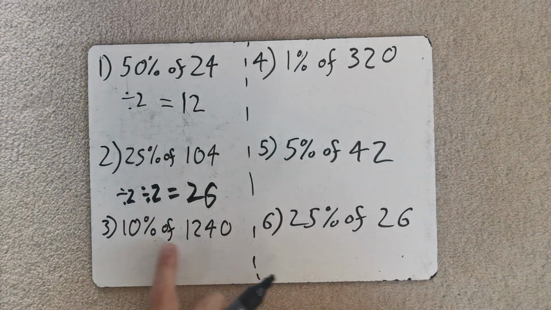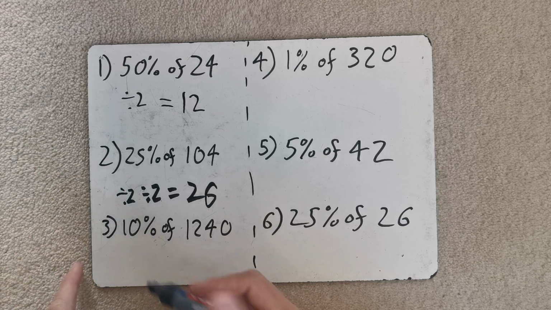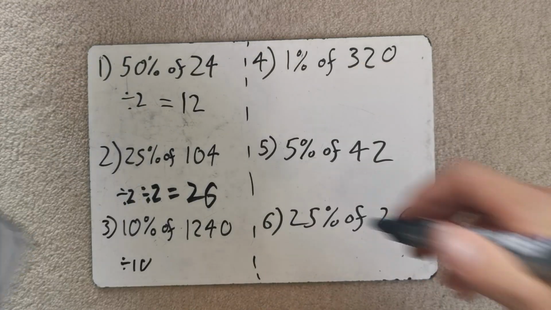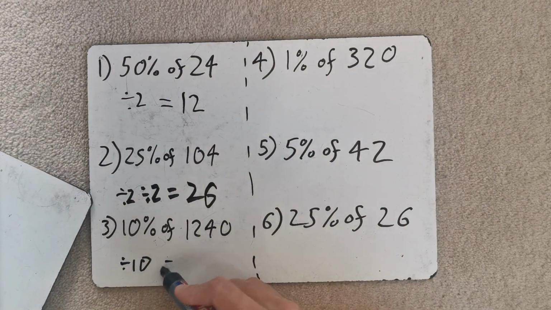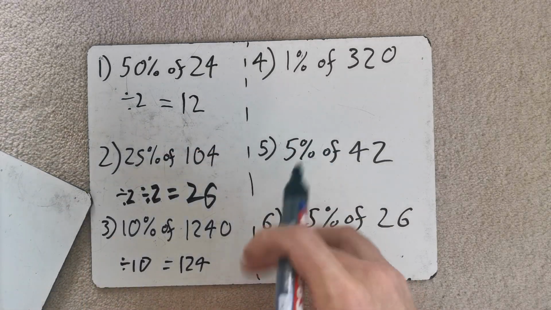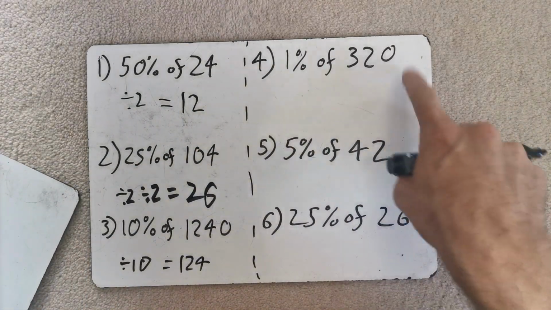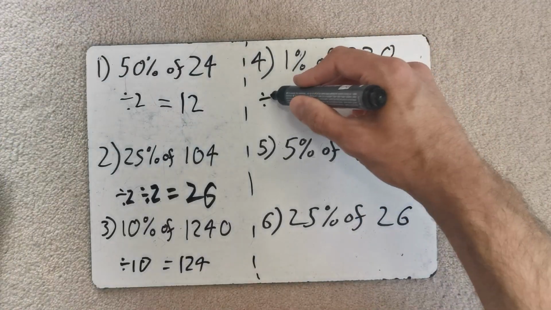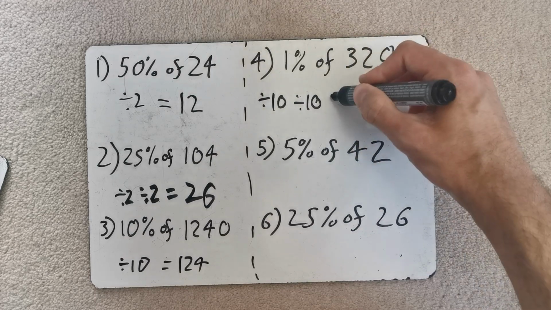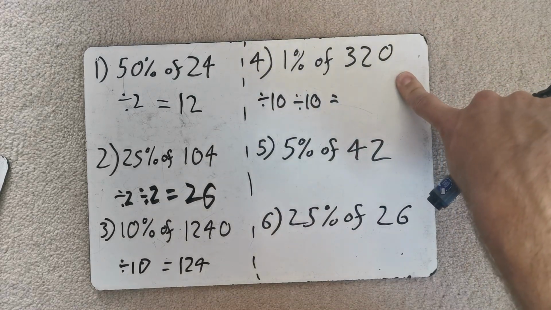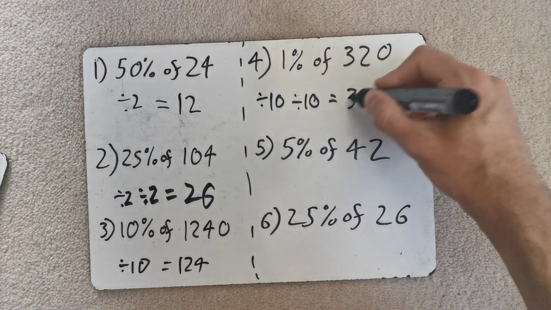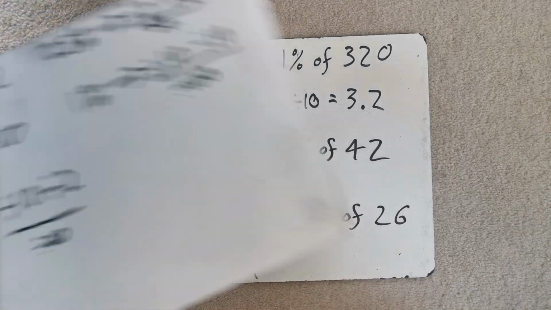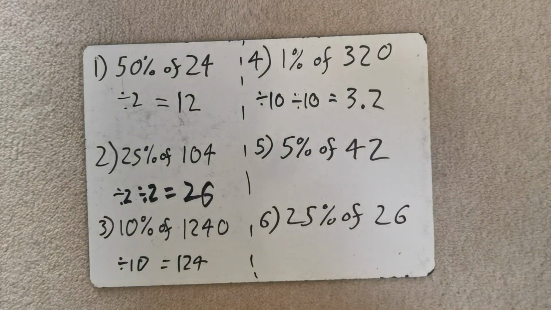Okay. 10% of 1240. So that means we divide by 10, if you remember. Divide that by 10, we're going to get 124. Remember, we just moved things one decimal place across. 1% of 320. So we divide by 10, divide by 10 again. Okay, divide by 10, you get 32. Divide by 10 again, you get 3.2.